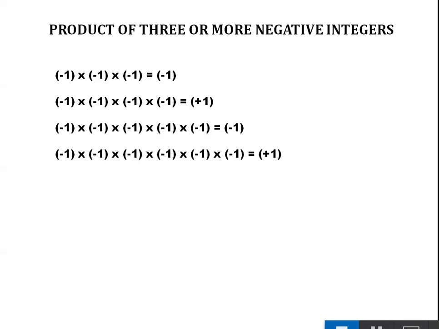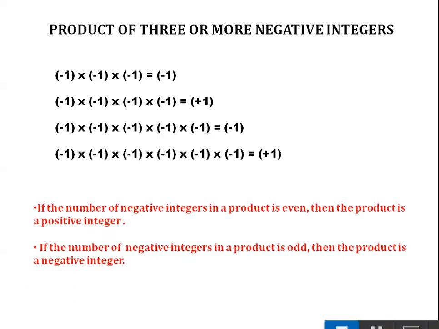What did you infer from here? The inference is, if the number of negative integers in a product is even, what does it mean? The number of negative integers. Here how many negative integers are there? 1, 2, 3, 4. 4 is an even number. So if the number of negative integers in a product is even, then the product is a positive integer.